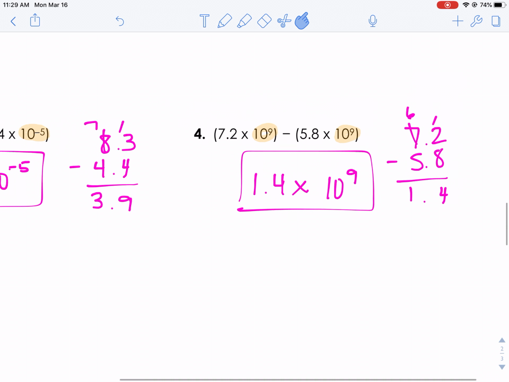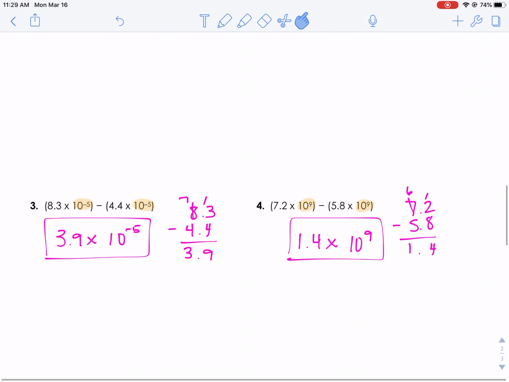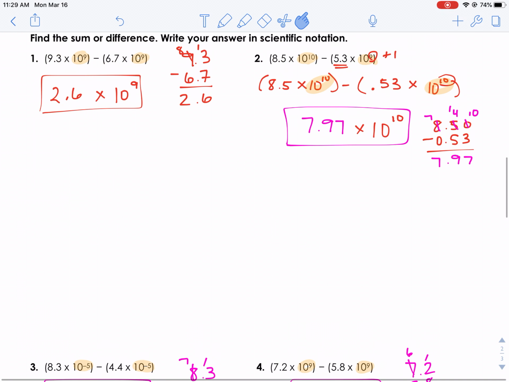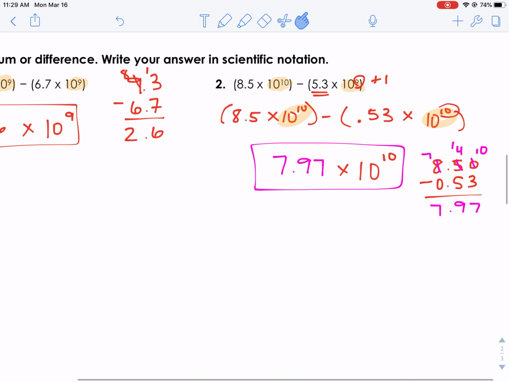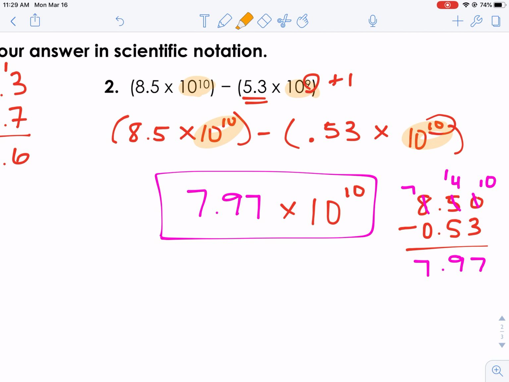All right, so remember, some of them are nicely set up where you have the same powers of 10, like in number 1 and 3 and 4. But something a little trickier like in number 2, if you don't have that same power of 10, you do need to rewrite one of your numbers in scientific notation in order to have that same power of 10.